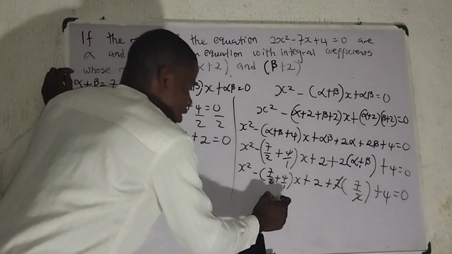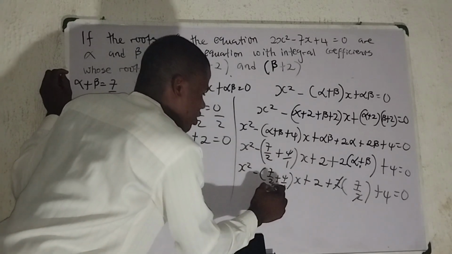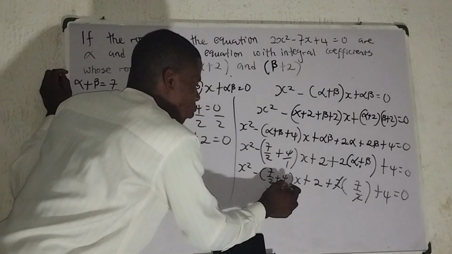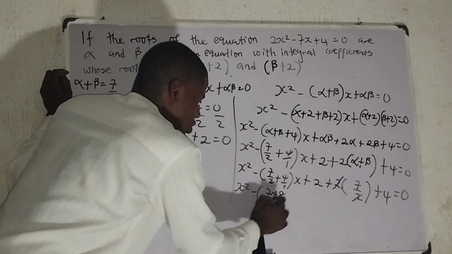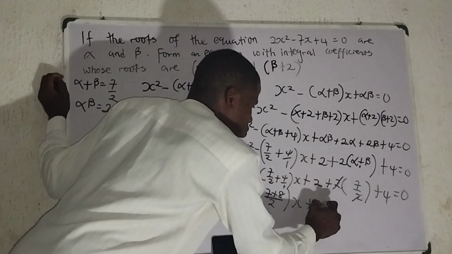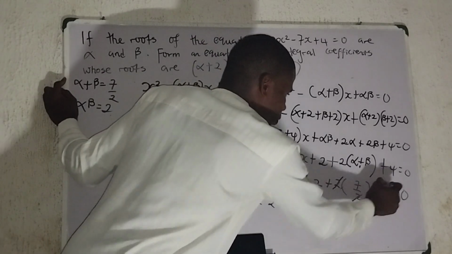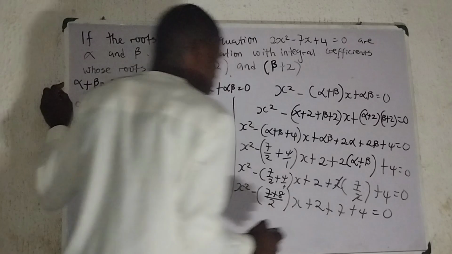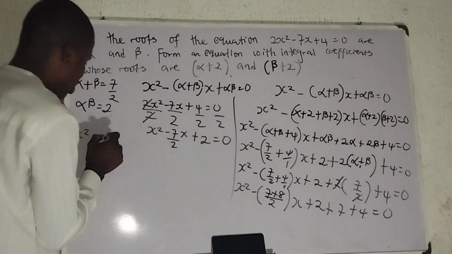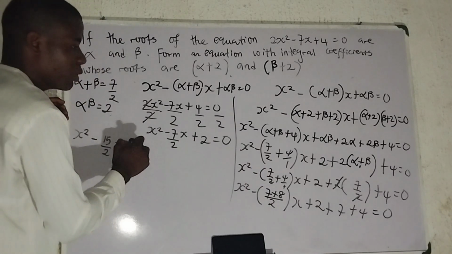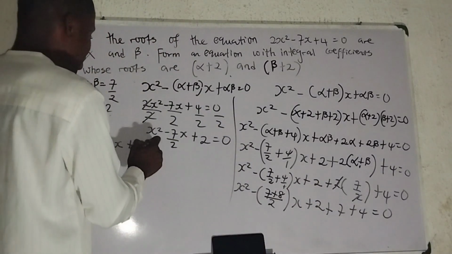So here, the LCM of 2 and 1 is 2. 2 divided by 2 is 1, and 1 times 7 is 7, plus 2 divided by 1 is 2, and 2 times 4 is 8. So this is x squared minus this x plus 2 plus 7, plus 4, equals 0. Now let's come here. So I'm having x squared minus (7 plus 8 is 15) 15 over 2 x plus 2 plus 7, which is 9, 9 plus 4 is 13, equals 0.